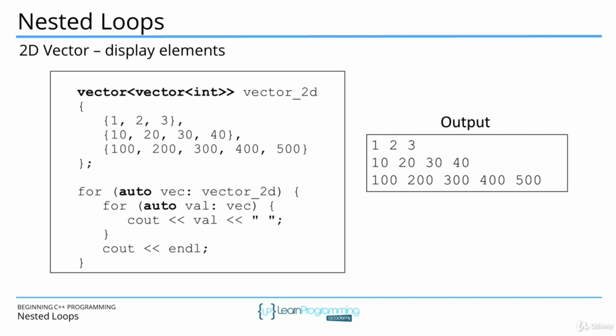In these examples, I've used for loops within for loops, but you can use any combination of loops within any other loop to achieve your desired behavior. Let's head over to CodeLite and see some of these examples live.